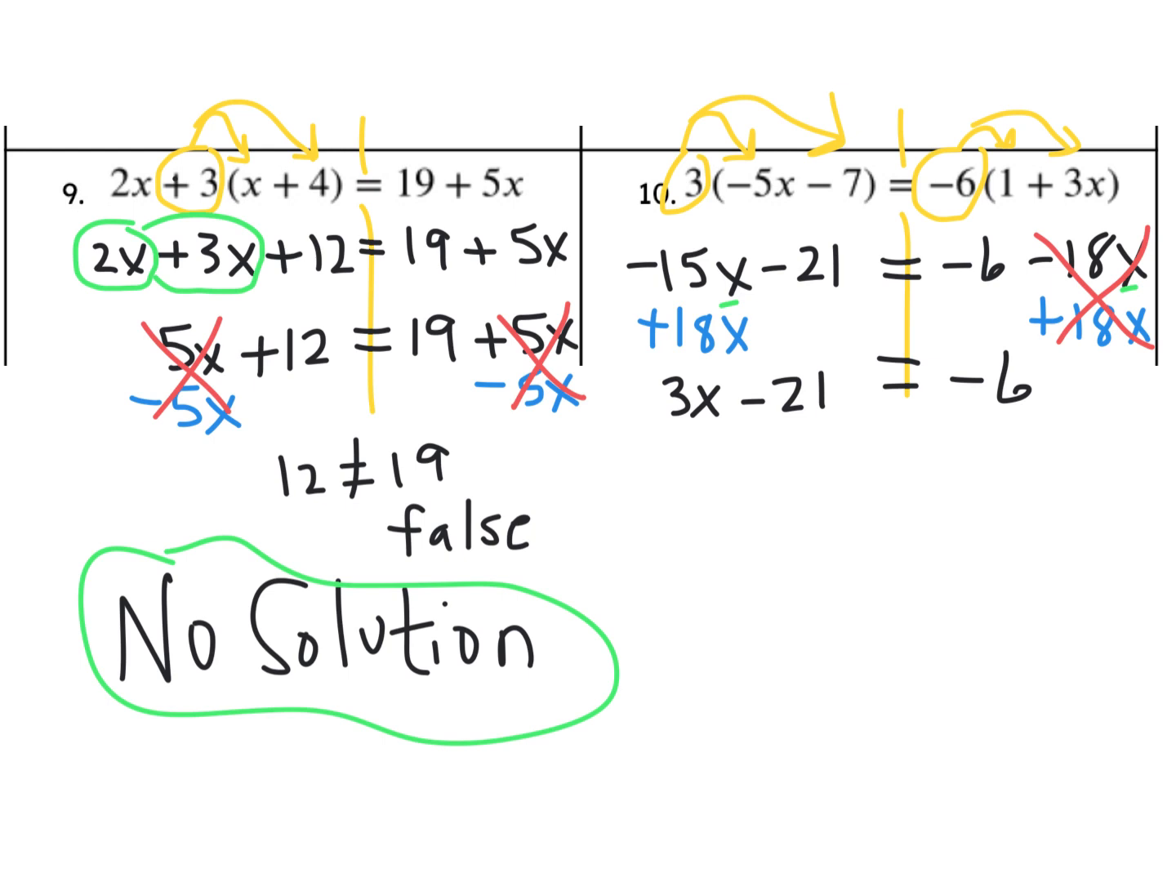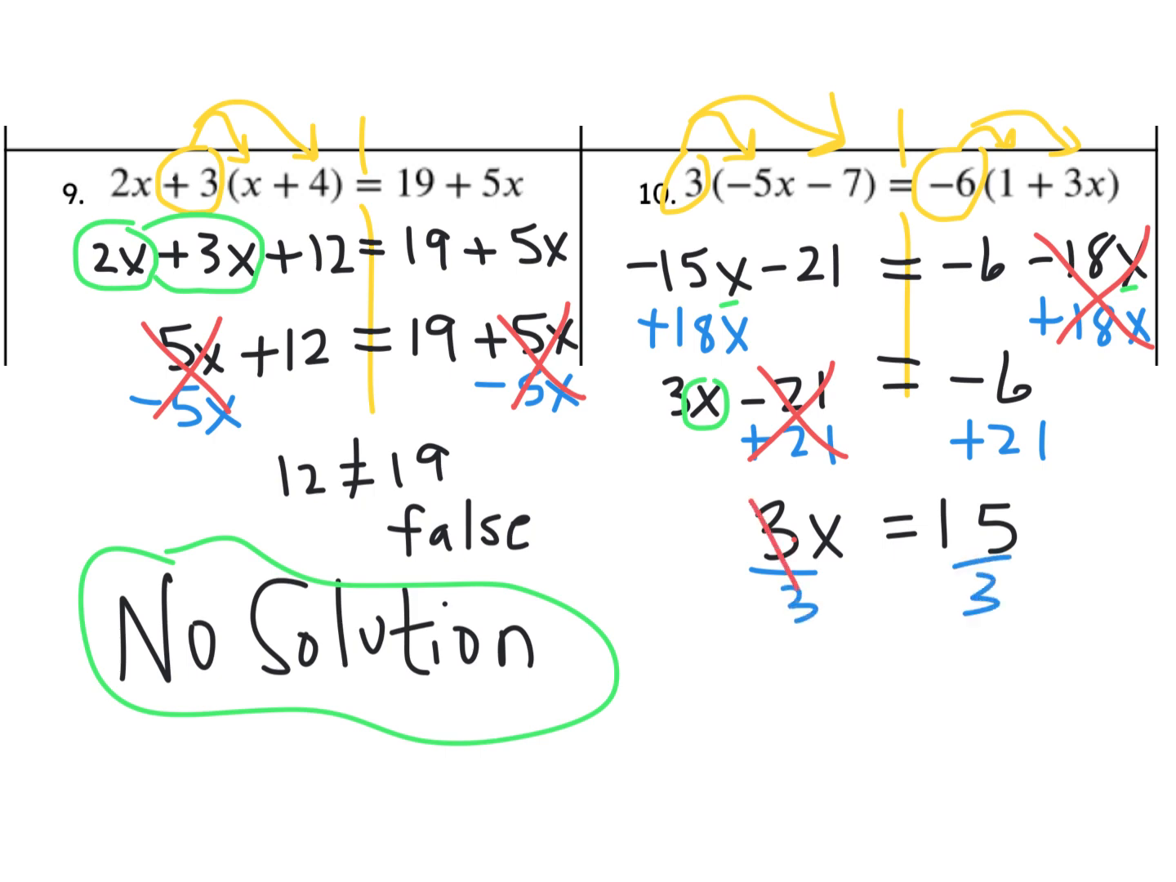We're moving on to isolating the variable. Here it is. So our next step is to add 21 to both sides. This is eliminated. And I almost have the variable isolated. Negative 6 plus 21 is positive 15. And then hopefully by now you know the last step. Divide by 3 on both sides. X equals 5. Whew, that was a big one.